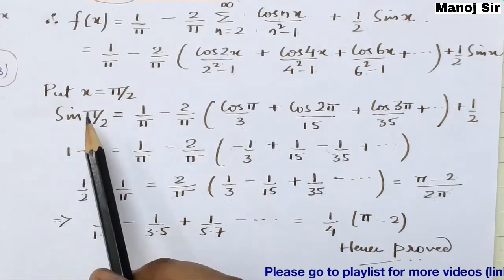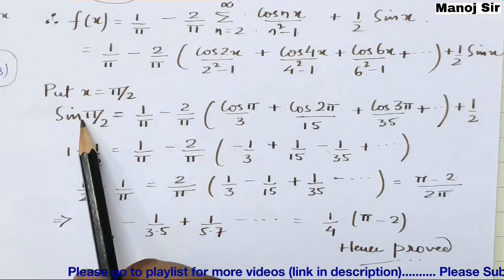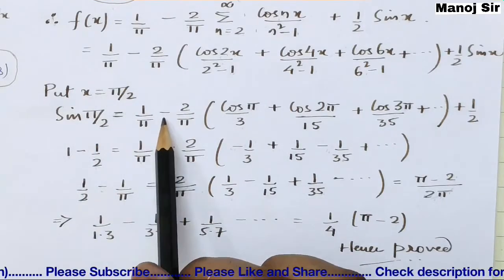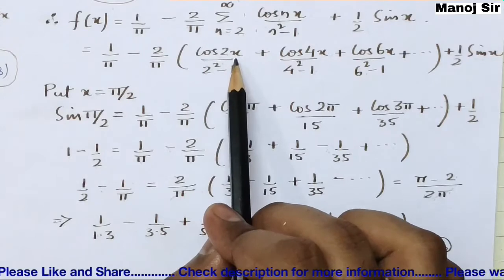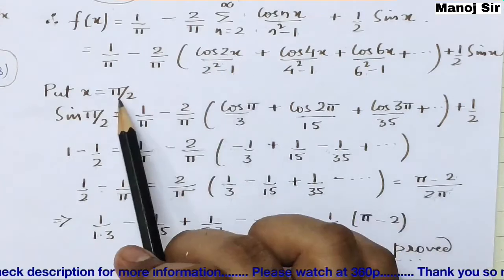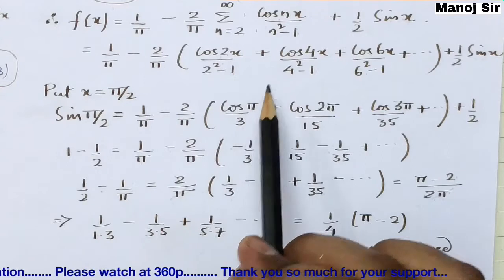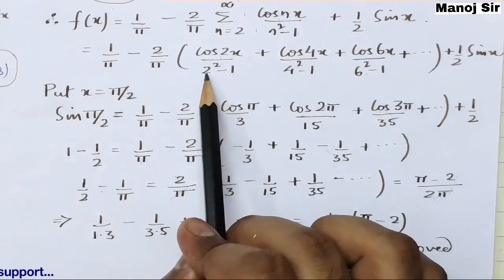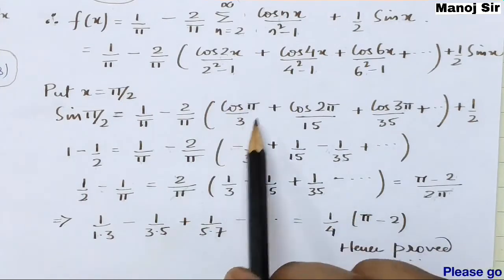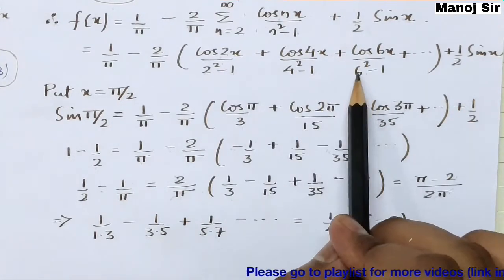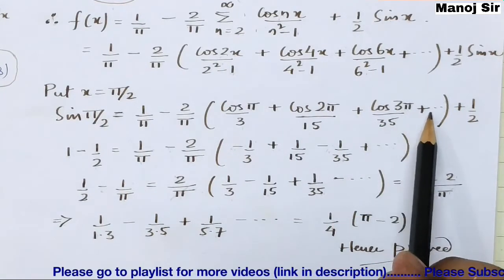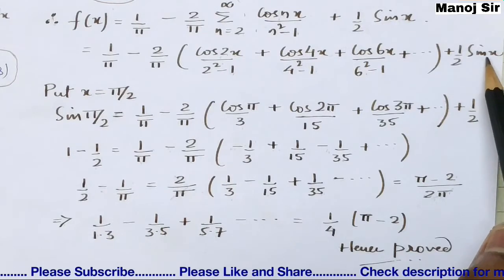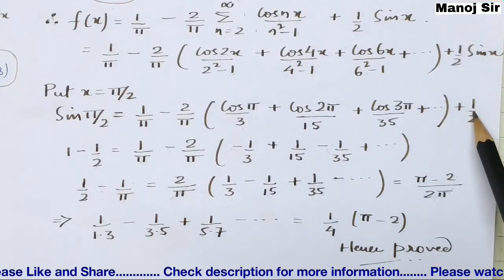So put x equals pi by 2, so the function will become sin pi by 2. Here we have 1 upon pi minus 2 upon pi. Simply put x equals pi by 2, so this is going to be cos pi, this is going to be cos 2 pi, this is going to be cos 3 pi, and so on. In the denominator you have 4 minus 1, that is 3, 16 minus 1, that is 15, 36 minus 1, that is 35, plus dot dot dot. Now again, what is sine of pi by 2? That is 1, so half into 1 will become half.